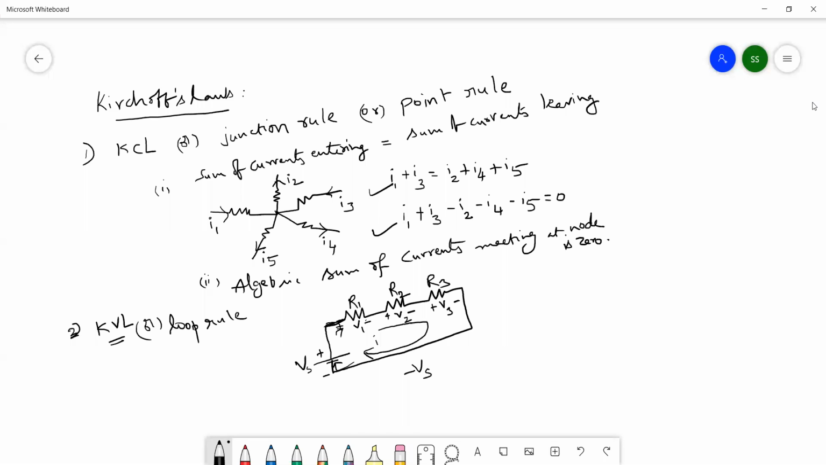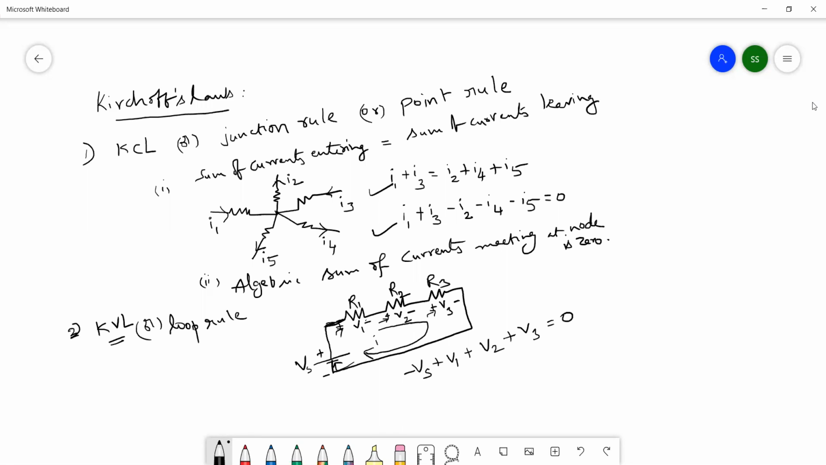Polarity plus. What is the value of that voltage? V1. And next it will be going and entering at the second resistance with voltage drop plus V2, right, plus V2, and for the third, plus V3, plus V3 equal to 0.